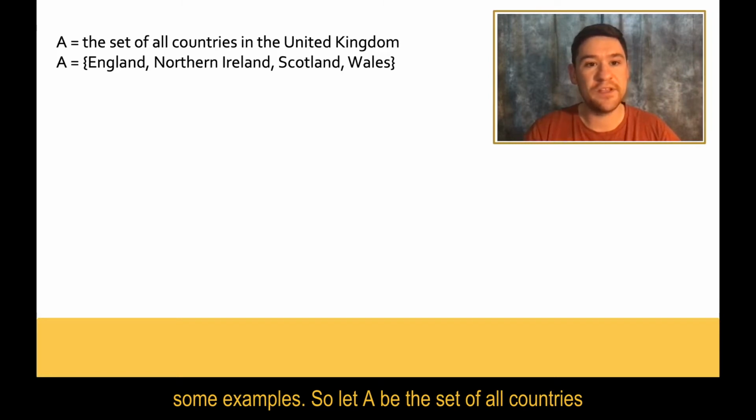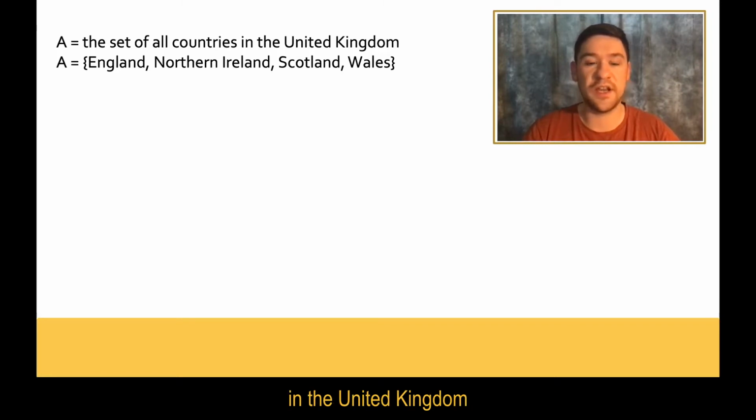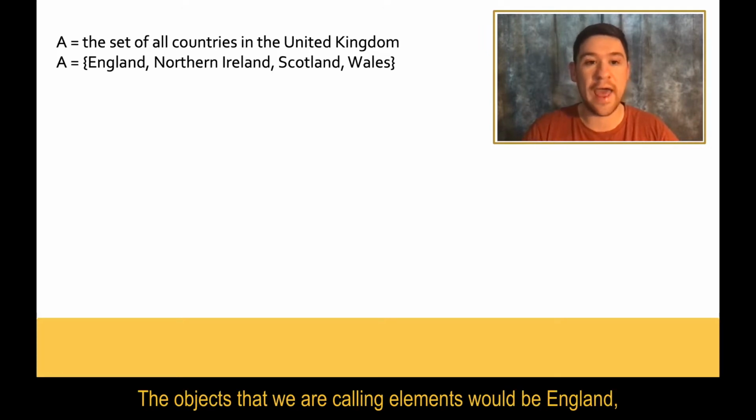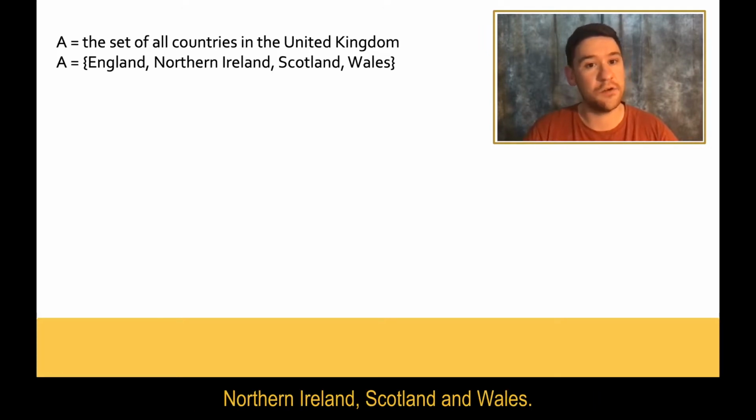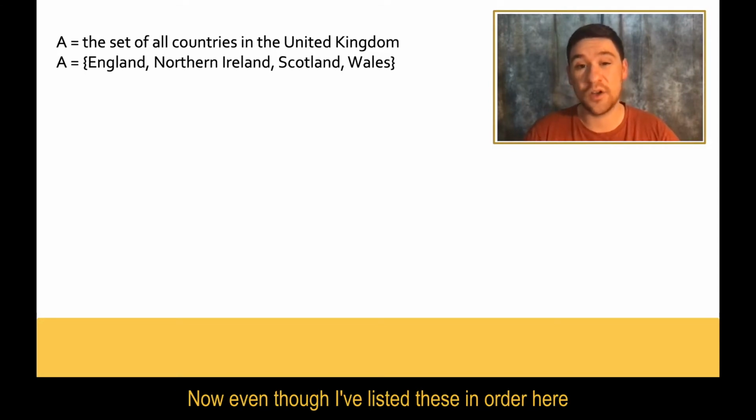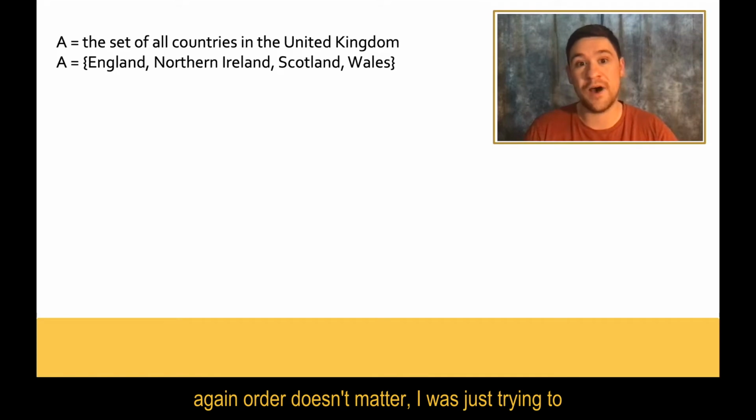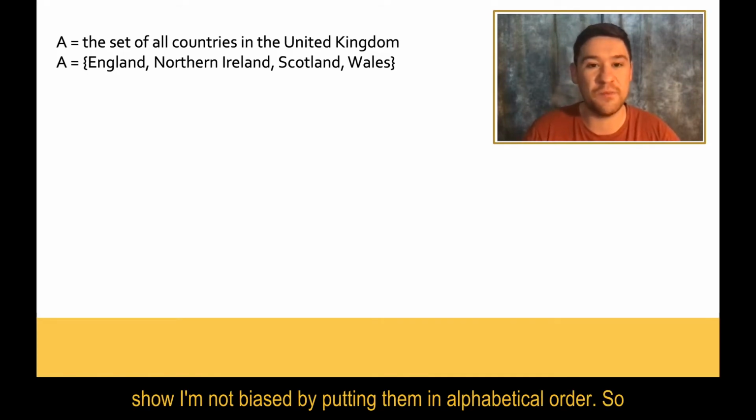Let A be the set of all countries in the United Kingdom. So what would be in this set? The objects that we are calling elements would be England, Northern Ireland, Scotland and Wales. Even though I've listed these in order here, again, order doesn't matter. I was just trying to show I'm not biased by being in alphabetical order.